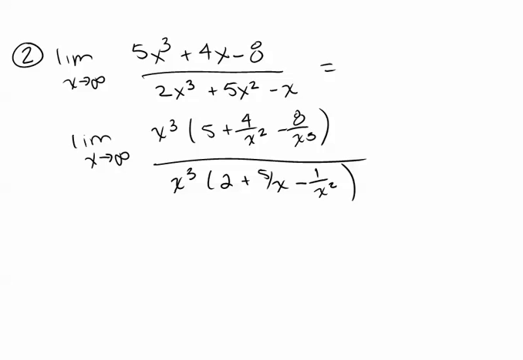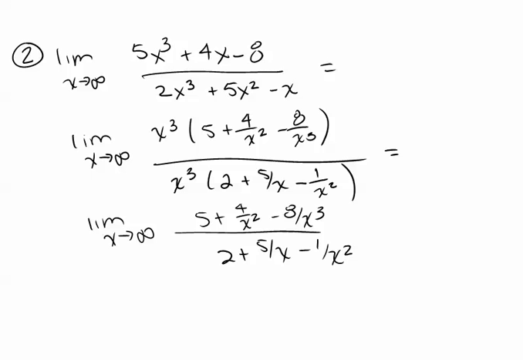Factoring x cubed out of the top left me with 5 plus 4 over x squared minus 8 over x cubed. And in the bottom, I again factored out x cubed, and I had 2 plus 5 over x minus 1 over x squared. Now we need to simplify. When we simplified, the x cubed canceled out in both the top and the bottom. So I was left with just the inside of each of those fractions.